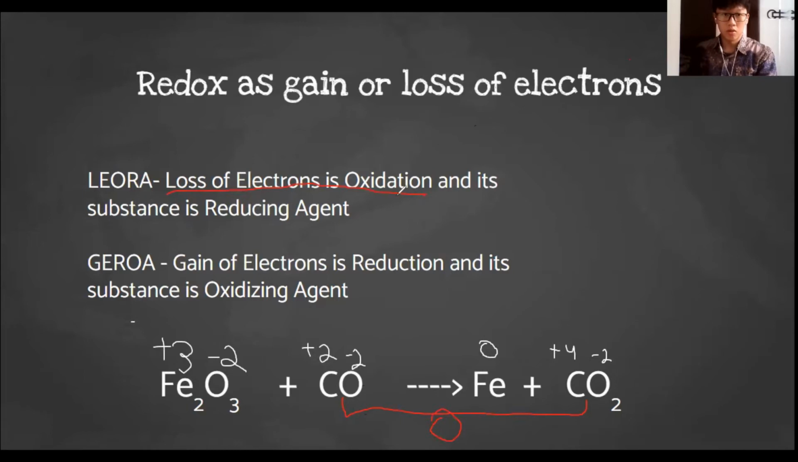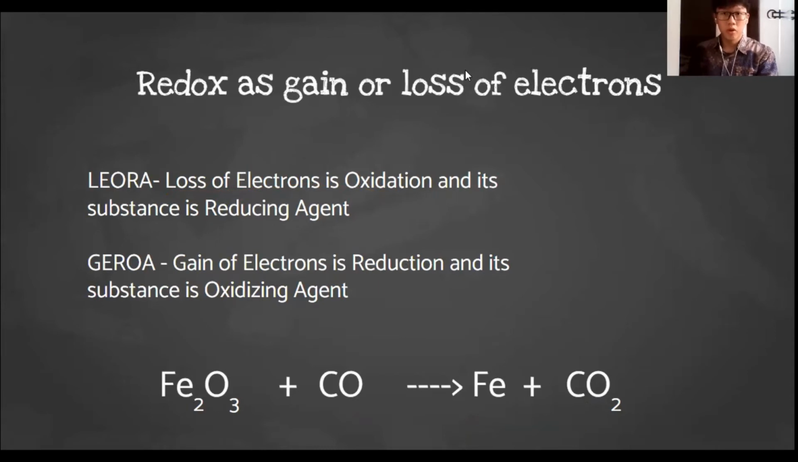And for the reduction, as we can see here, iron trioxide has gained electrons from +3 charge to 0 charge. So this will be called a reduction.